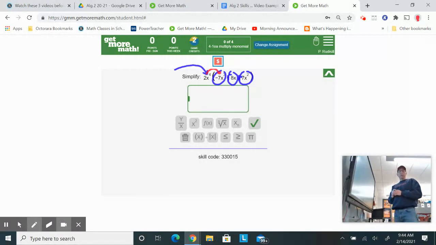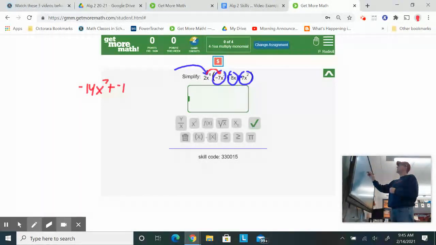To multiply 2x to the fourth times negative 7x to the third, you multiply the numbers together, which would be negative 14. And x to the fourth times x to the third, the bases are the same, so you add the exponents. Put my plus sign, because I change all the subtractions to additions, and these other two terms are negatives. So I have 2x to the fourth times negative 8x. 2 times negative 8 is negative 16, and x to the fourth times x is x to the fifth.